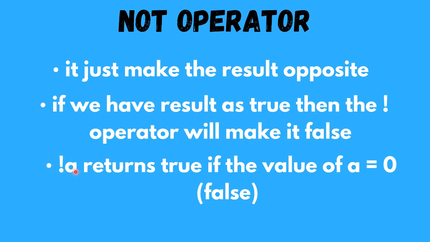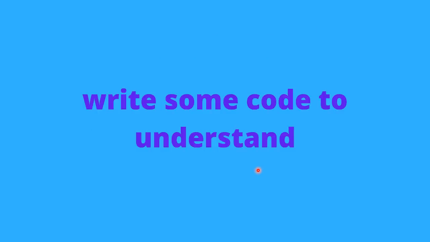So suppose the value of A is 0, that means false. Then if you use the not operator here, it will change the false value to the true value, or opposite. You can also say that not A returns true if the value of A is false. So suppose the value of A is false, then if you use the not operator here, it will return true. So that's how the three main logical operators work.